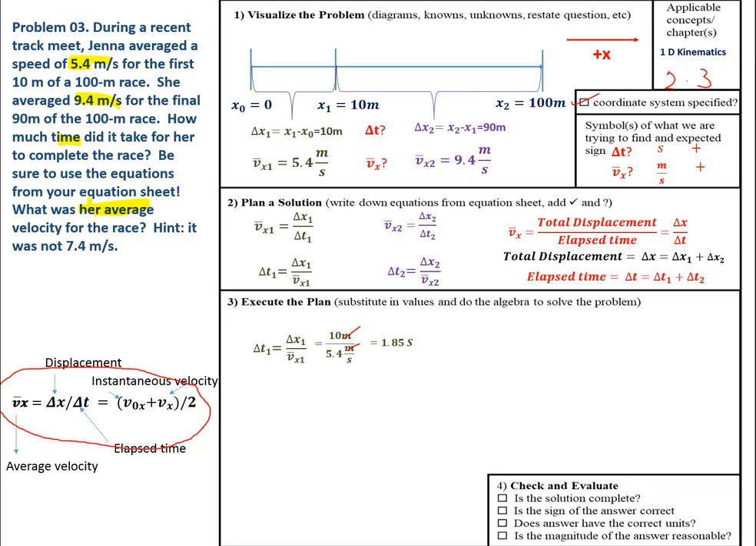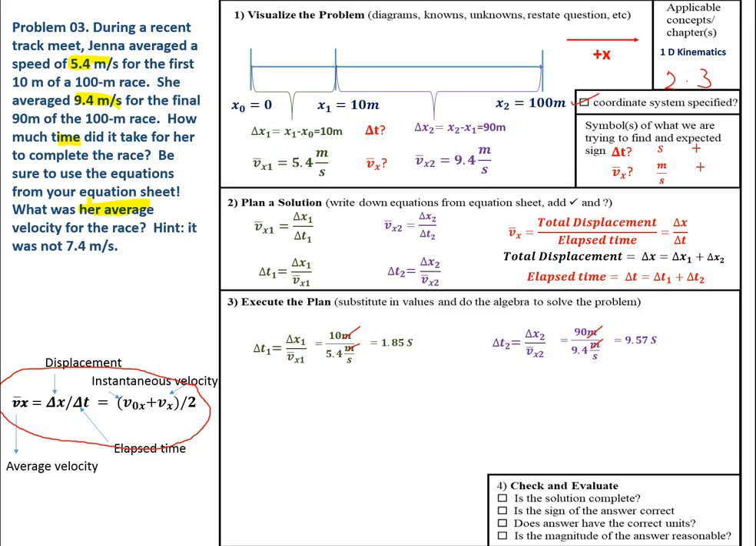And then let's look at the time interval for the second segment. Displacement for the second segment, 90 meters divided by the average velocity, 9.4 meters per second. Again, look at the units. Meters is going to cancel out with meters, and then the reciprocal of 1 over seconds is seconds. You will end up getting 9.57 seconds for the second time interval.